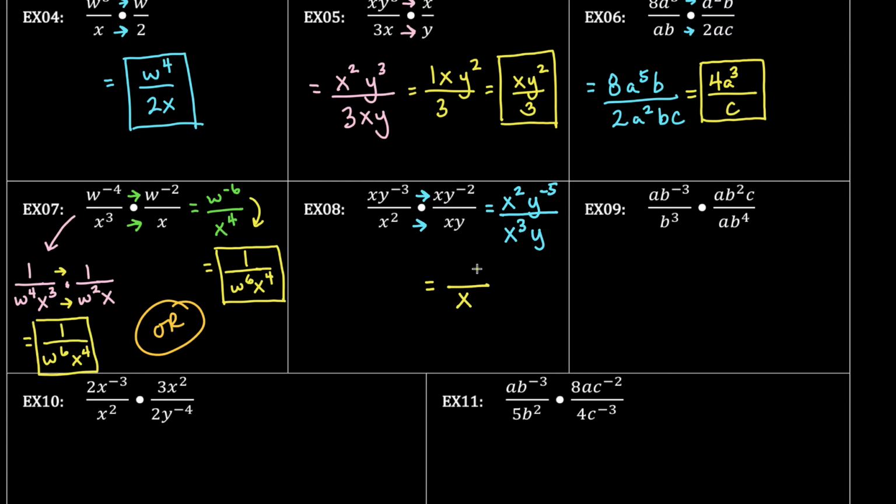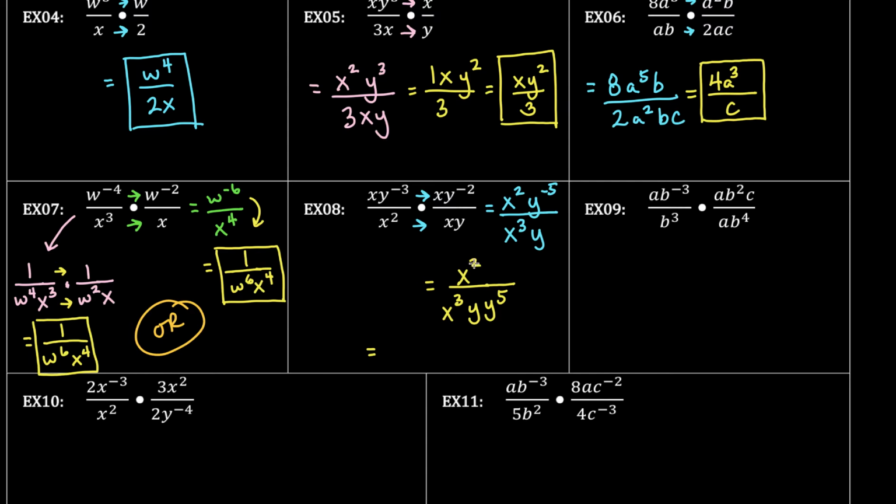Oh, I forgot. I need to do this first. I have these negative exponents. So I'm going to write it like this. X squared, those come down here. So this will be x to the 3rd, y, and then y to the 5th. Which ends up being, I guess I should go like this. No, that looks more confusing. I'll just leave it like that.